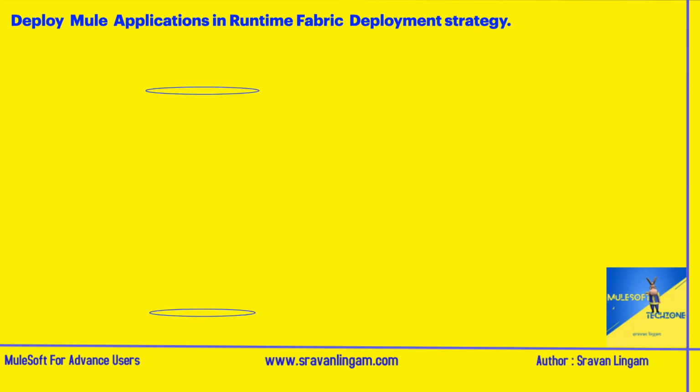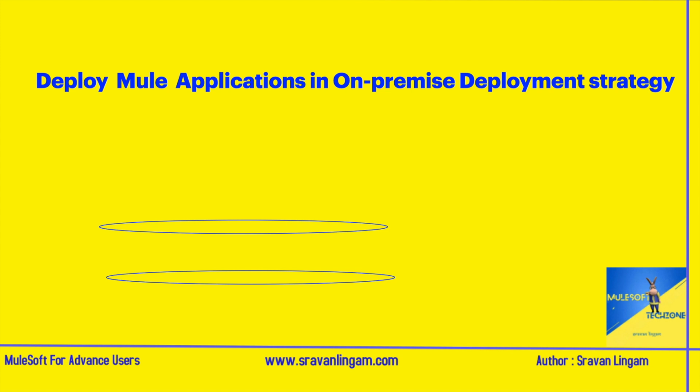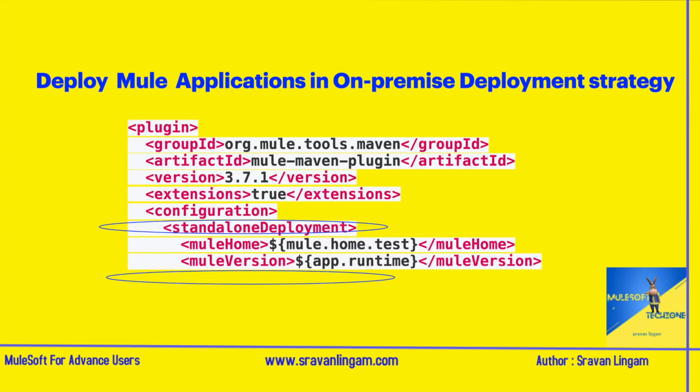Coming back to Runtime Fabric, this is also one and the same. The only thing is the information and the root tag inside configuration, runtime fabric deployment, and you have to fill in all this information. You can find all this information in docs.mulesoft.com, but I'm just trying to compare how it differs from one deployment strategy to the other. On premise, it is very simple. It has standalone deployment as the tag name. You can mention your Mule home and Mule version, and it will deploy successfully.